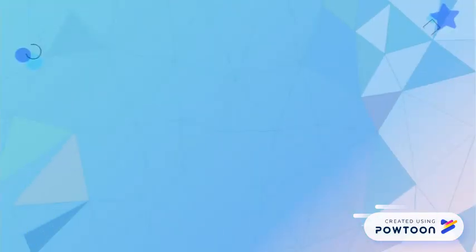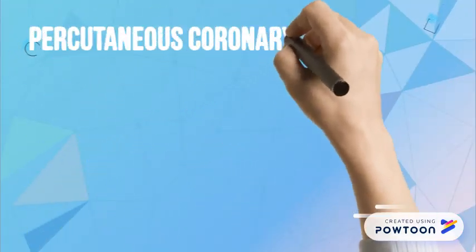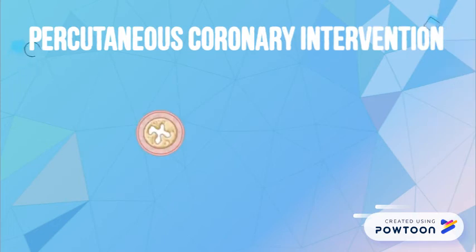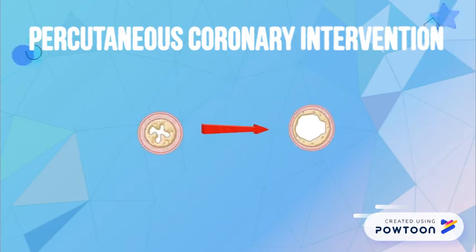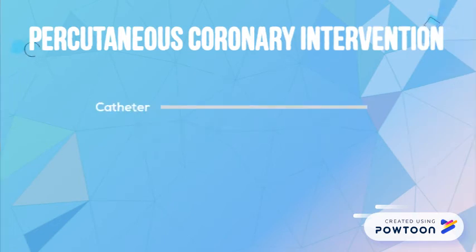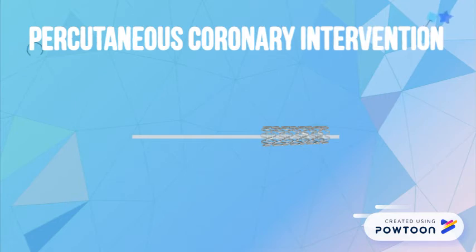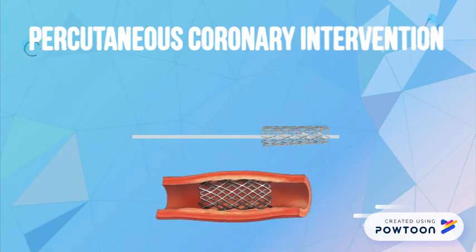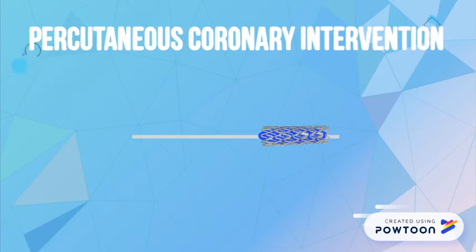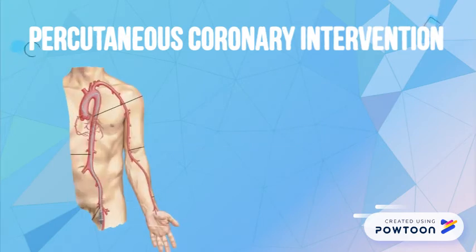A procedure called percutaneous coronary intervention is a non-surgical procedure that will help open up the coronary arteries. A catheter, which is a thin, flexible tube, has a stent on it. This stent is a small structure that will help keep blood vessels open in the heart. A balloon is in the stent to help open it up once the catheter gets to the blockage. The catheter gets inserted into the blood vessels of either the arm or the groin.